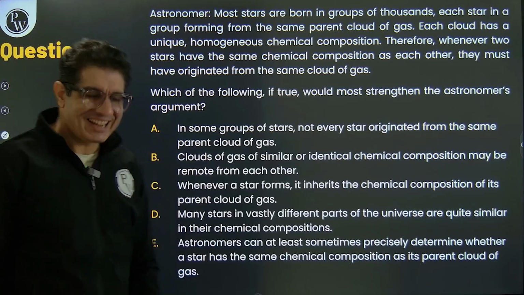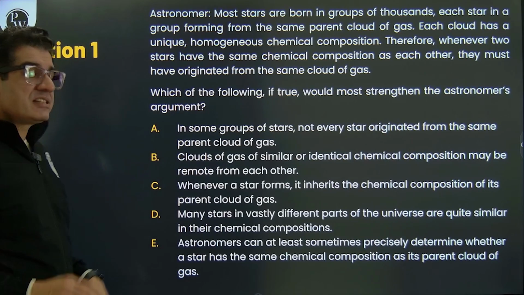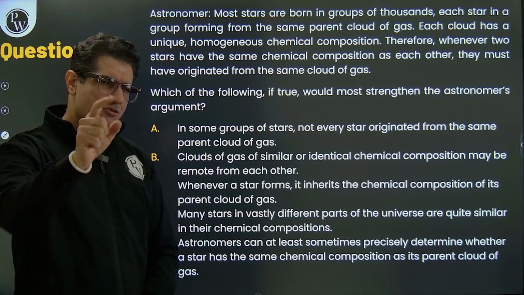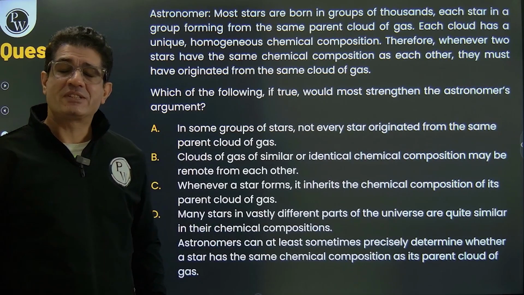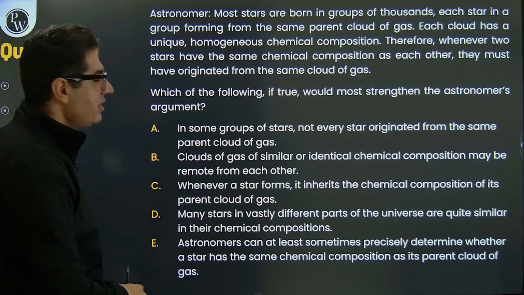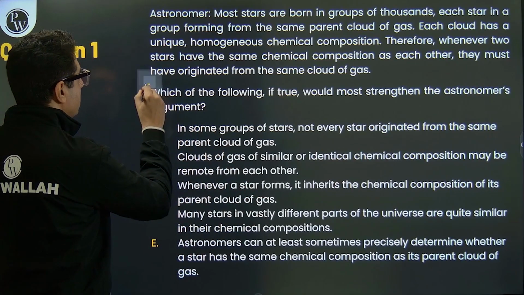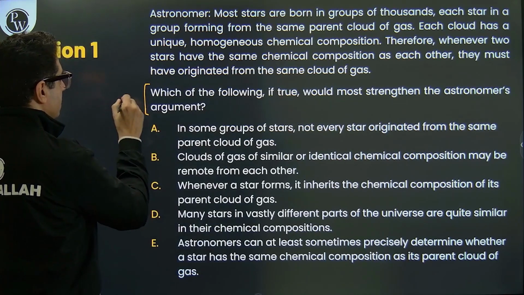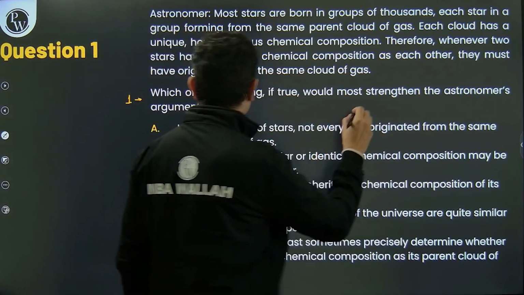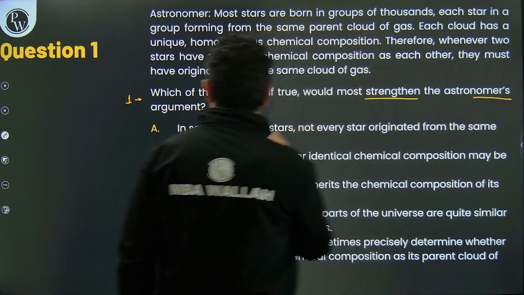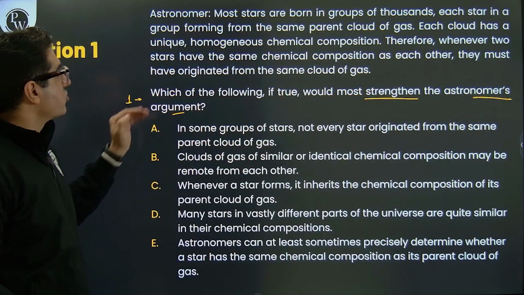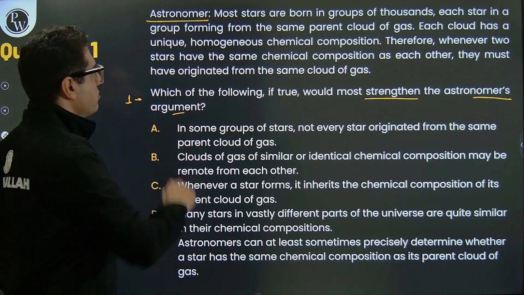Ready? Okay. So, since this is one of those sessions where you do not know whether I'm going to ask you to strengthen or weaken, it becomes absolutely critical to follow the right sequence of reading. So, the very first thing that we read is the question stem. Which of the following, if true, would most strengthen the astronomer's argument? So, key thing, we want to strengthen and we want to strengthen the astronomer's argument. So here is the astronomer's argument.